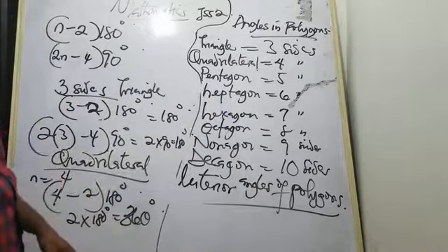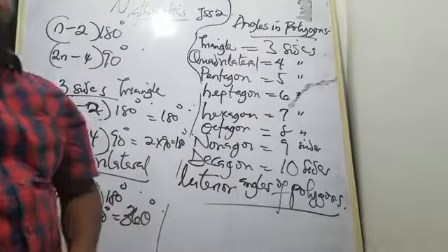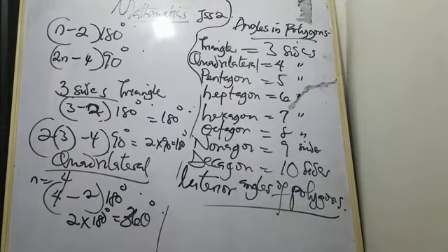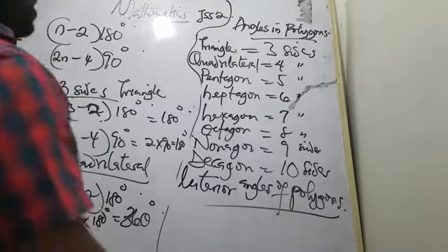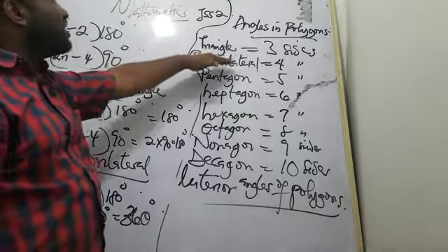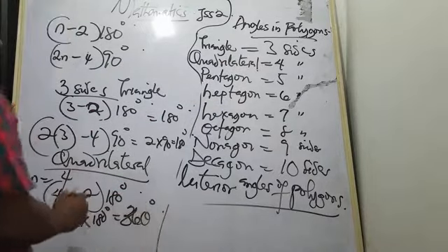Now, as work to do, students are expected to calculate the sum of the interior angles of the other polygons. That will be your assignment. So students are expected to calculate the interior angles.